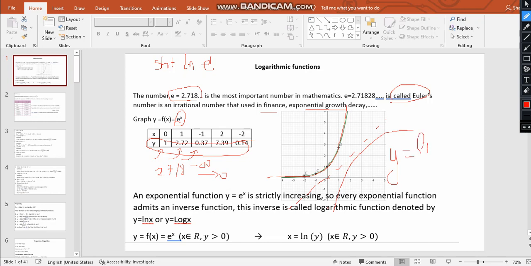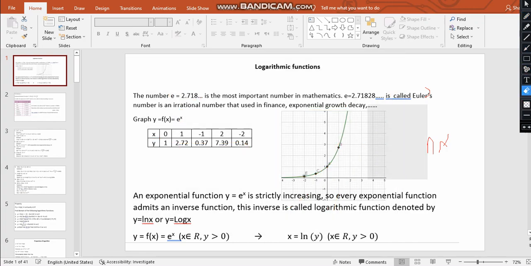So what is ln x? This is named the Neperian logarithm, after the mathematician who discovered the inverse of it, John Neper. So Neperian logarithm. If you have y equals e power x, its inverse is y equals ln x.